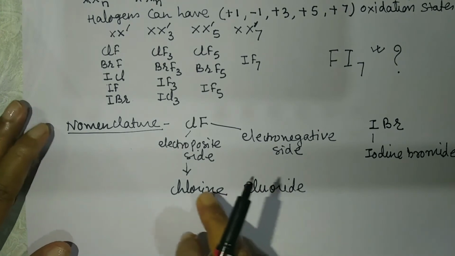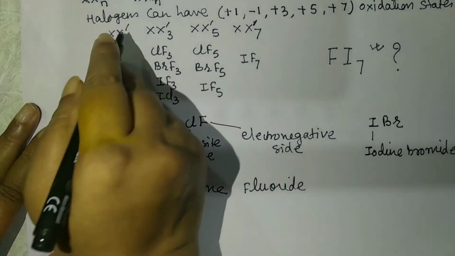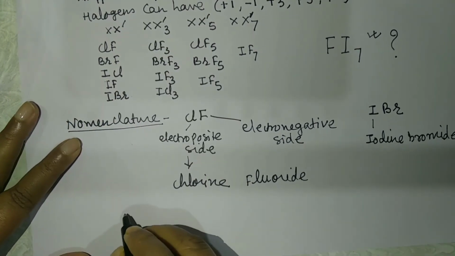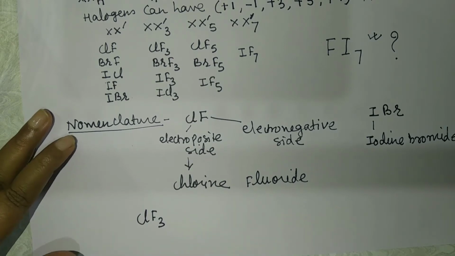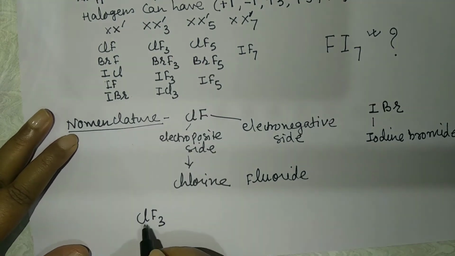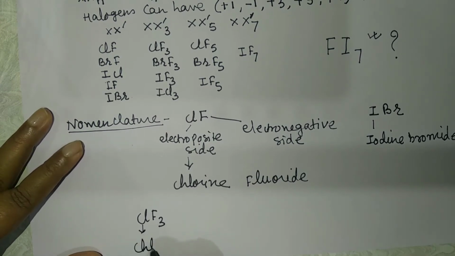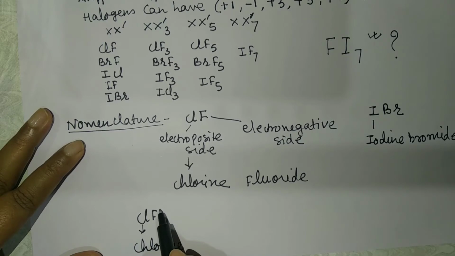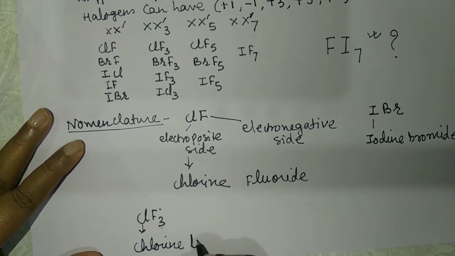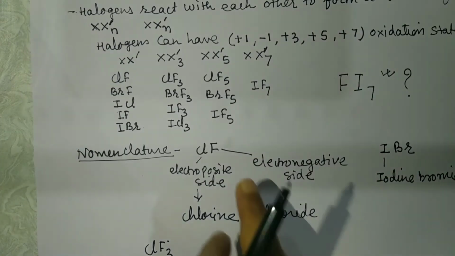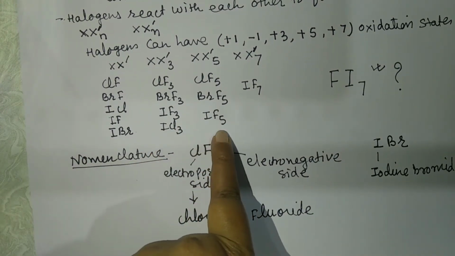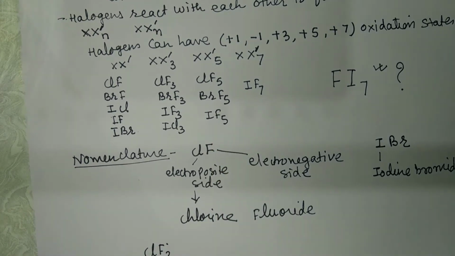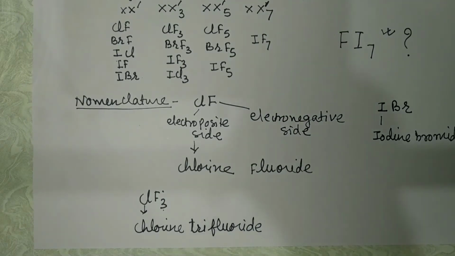Now the question is, this is a 1:1 ratio compound, that is XX'. If I have compounds of the type XX'3, let us take ClF3. Now how will you name this compound? For this I will keep the first as it is, so this will be chlorine. As this is fluoride, but there are 3 fluorine here, I will write trifluoride. Let us discuss one more here, that is IF7. How will I name this? This is iodine heptafluoride. So this is how you give the nomenclature for interhalogen compounds.